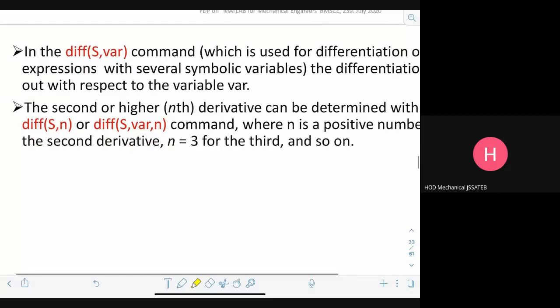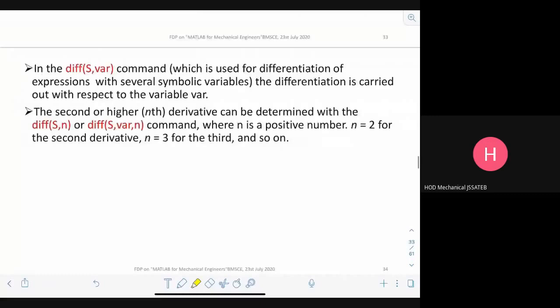One more point you need to look at is that you can use this differentiation for the nth derivative also. When you differentiate an expression for the nth time, meaning second order d square s by dt square, or d square s by dx square, or d to the power of 4 y by dx to the power of 4, you can clearly say the expression has to be differentiated with respect to a particular variable and what the order of differentiation is. That way it becomes advantageous.